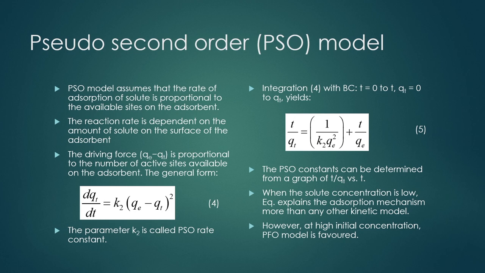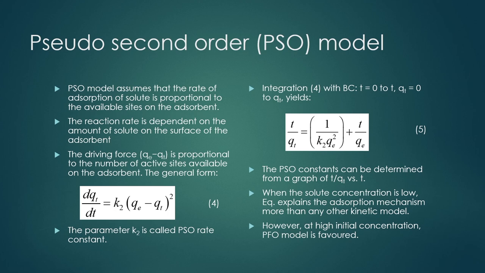Then coming to the pseudo second order model, here also this model can be used to find out the equilibrium value of adsorbate and also the rate constant. This model generally assumes that the rate of adsorption of solute is proportional to the available sites on the adsorbent, and the reaction rate is dependent on the amount of solute on the surface of the adsorbent, and the driving force for this is Qe minus Qt.